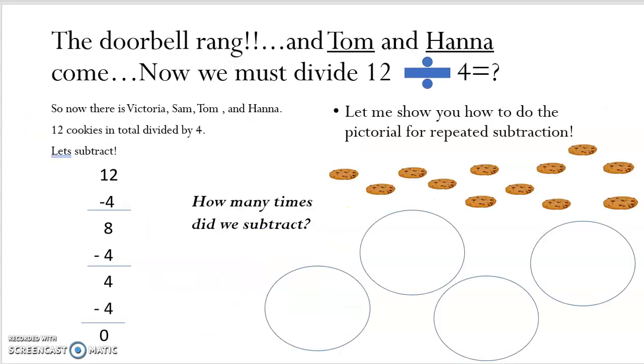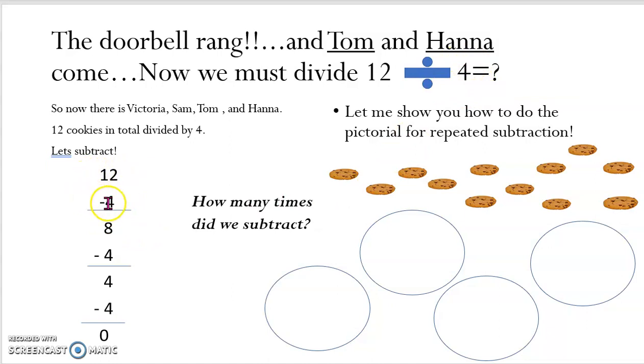As you continue reading the book, the doorbell rings and Tom and Hannah come in. Okay, so now there's not just Victoria and Sam, but now we have Tom and Hannah. So now those 12 cookies have to be divided by 4, okay? 12 cookies in total divided by 4. Why by 4? Again, because we have 4 kids at the table. So 12 divided by 4, what are we going to subtract by? By 4.